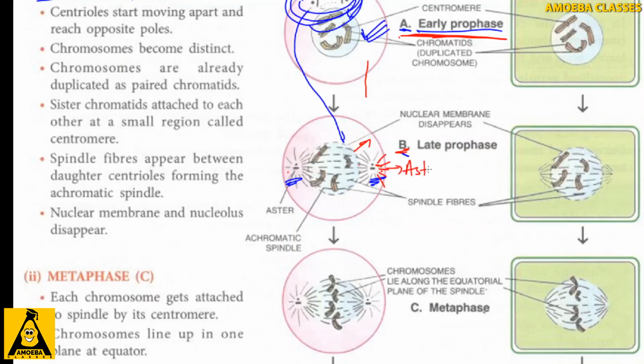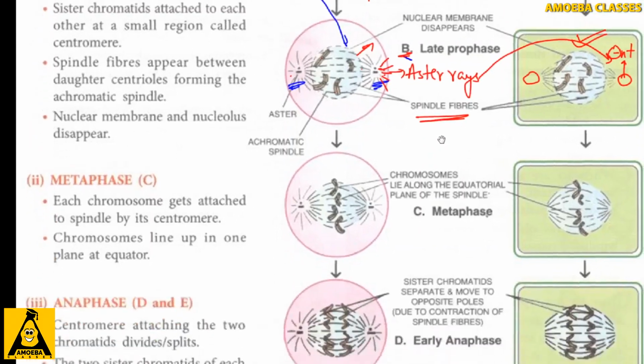There are some fibers that are in the opposite direction. These are called aster rays. And these aster rays arise from where? The centriole. Now over here there is no centriole, but spindle fiber is there. Because of the absence of centriole, there are no aster rays. That means aster rays are absent in the plant cell. This will be the difference. So here is the spindle fiber.